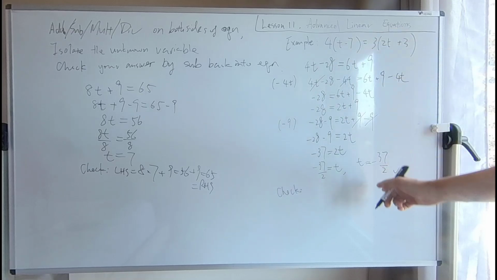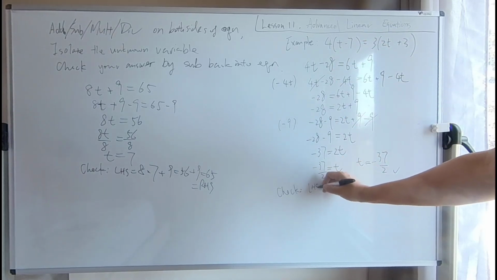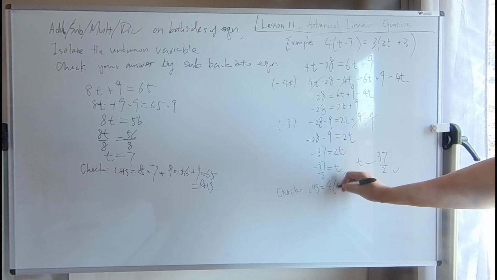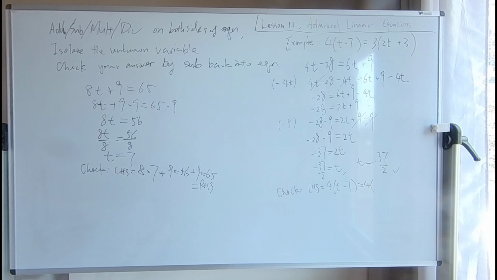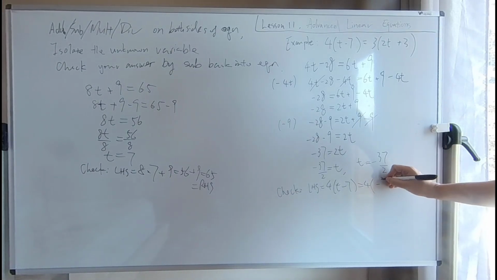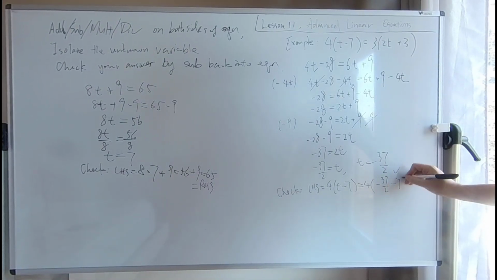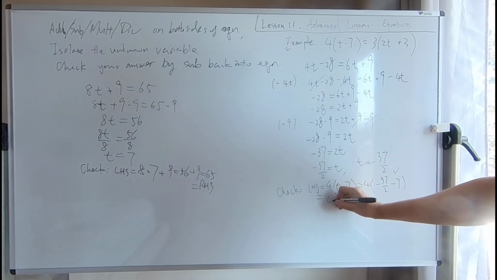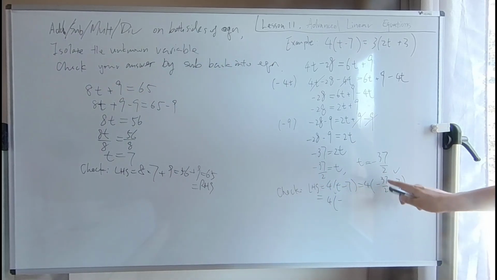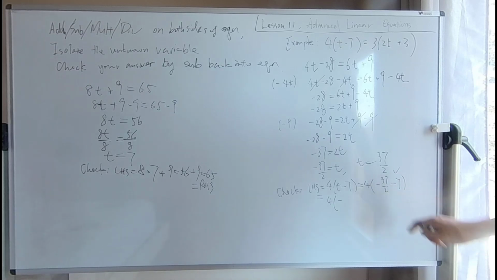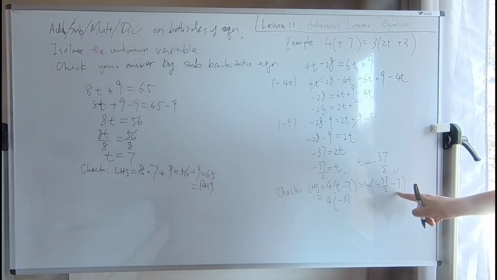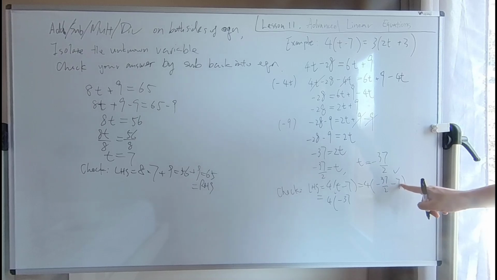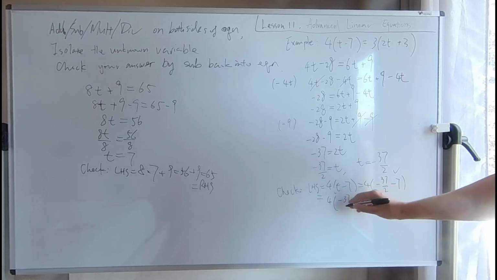So let's check if this is really true. I have the left-hand side of the equation is 4 times t minus 7, where I have solved this t as minus 37 over 2. So I need to combine these numbers together, which means I need to find the common denominator. Remember what we learned in fractions. We need a common denominator, so this will be 37, and if I have a denominator of 2, this becomes 2 times 7, so it's 14.